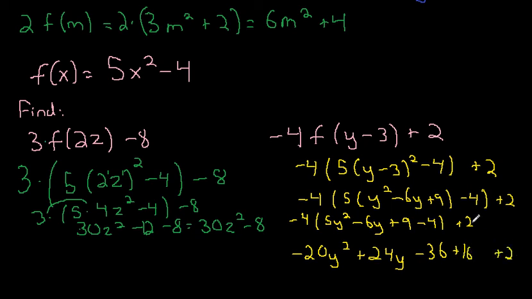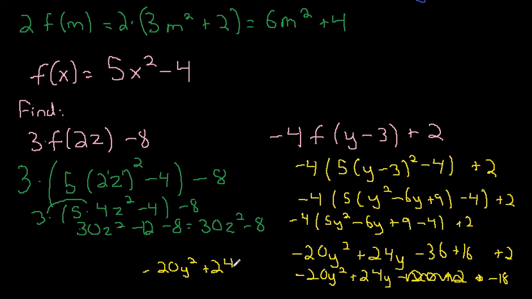And then plus 2. Notice this plus 2 is outside of the parentheses because it's not part of the function. So this ends up giving me negative 20y squared plus 24y minus 20 plus 2. And this, I could actually just combine into minus 18. So my final answer would be negative 20y squared plus 24y minus 18. And that's the answer to the problem.